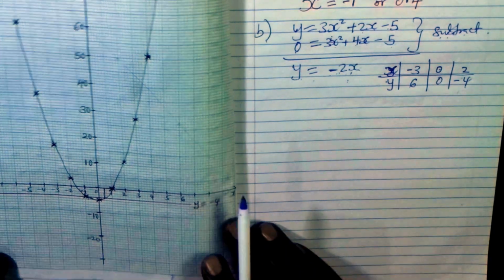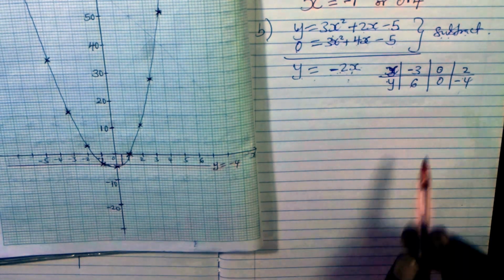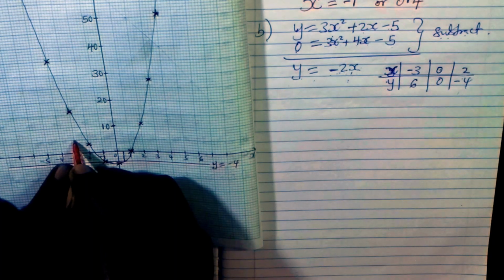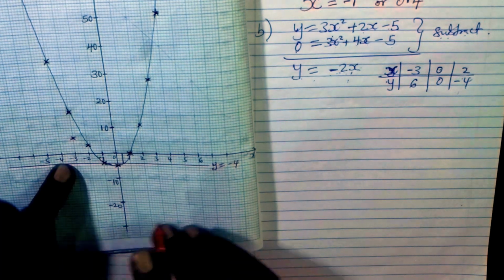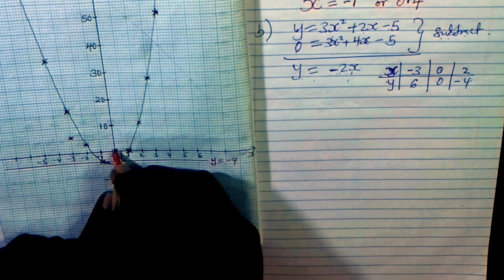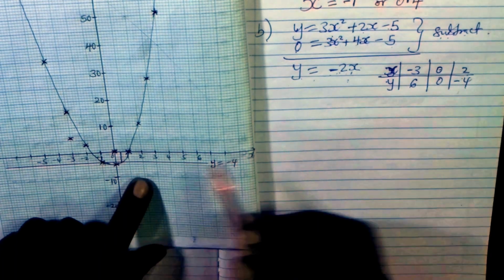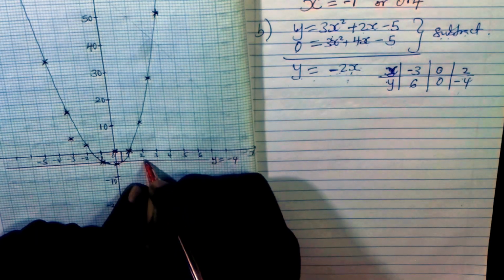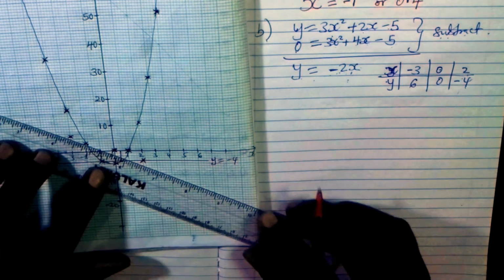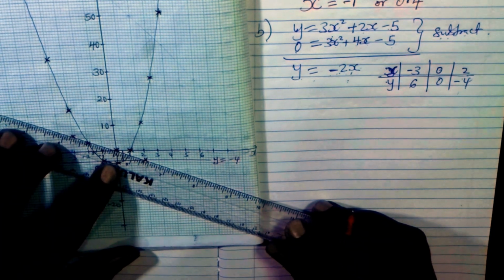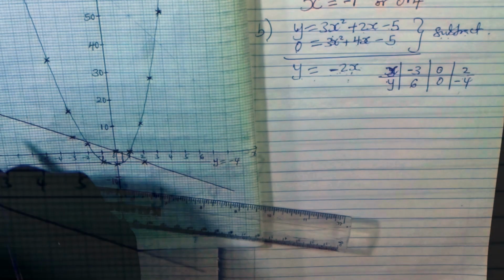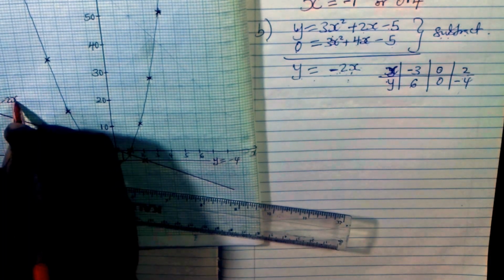Now we can plot these points. When x is minus 3, y is 6, so here is the point. When x is 0, y is 0. When x is 2, y is minus 4, so minus 4 is at that particular point. And then I take the ruler and join those points. And that is the graph of y is equal to minus 2x.